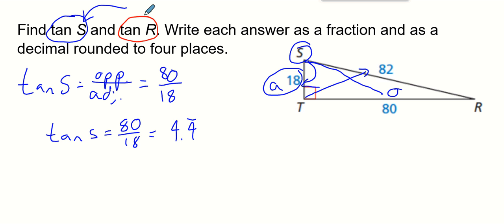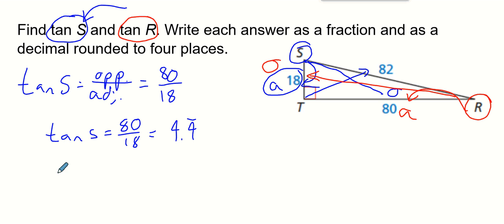Remember, it's not dependent upon the triangle, but the angle that we're talking about. So this angle R is over here. Okay. Well, the hypotenuse is still 82, but notice as I talk about the adjacent side, the side next to angle R, that is my side of 80. And the side that is now opposite of my angle R is my side 18.